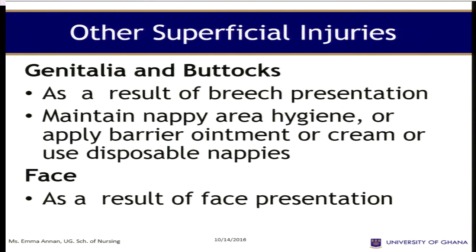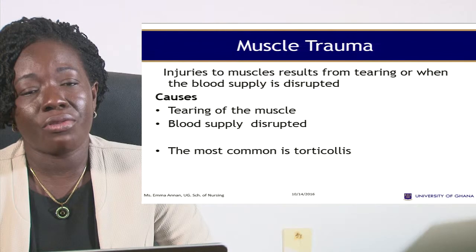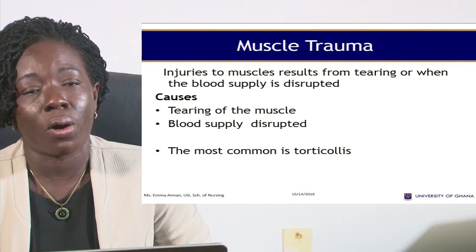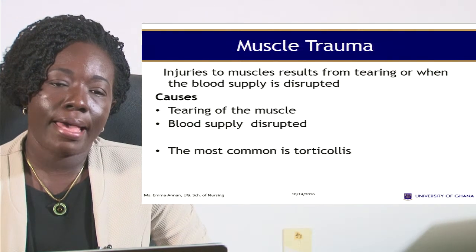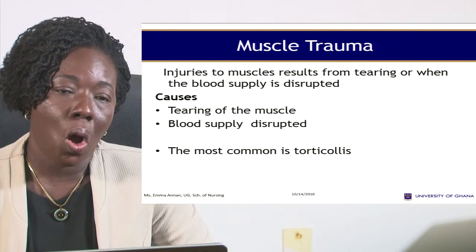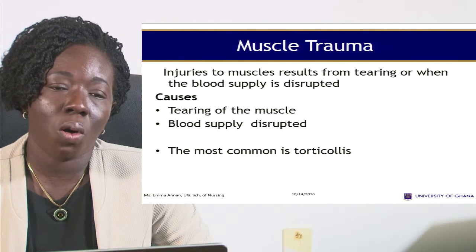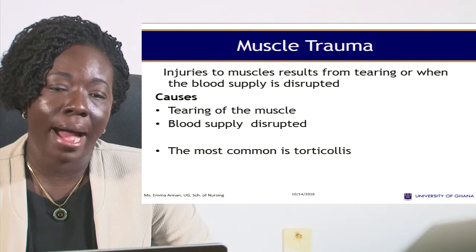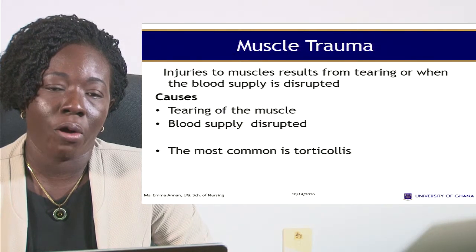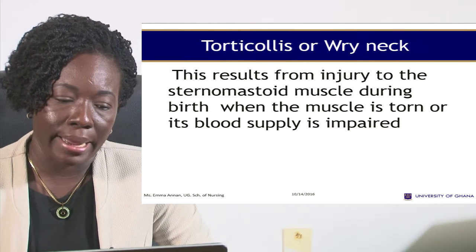So that is that. Another injury that I want us to look at is muscle trauma. Injuries to the muscle result from tearing or when the blood supply is disrupted, and usually causes are tearing of the muscles or blood supply being disrupted. And the most common muscle trauma is torticollis or wry neck. So let's look at torticollis or wry neck.